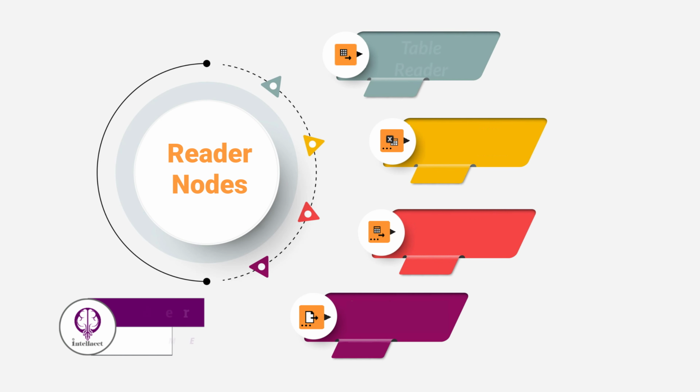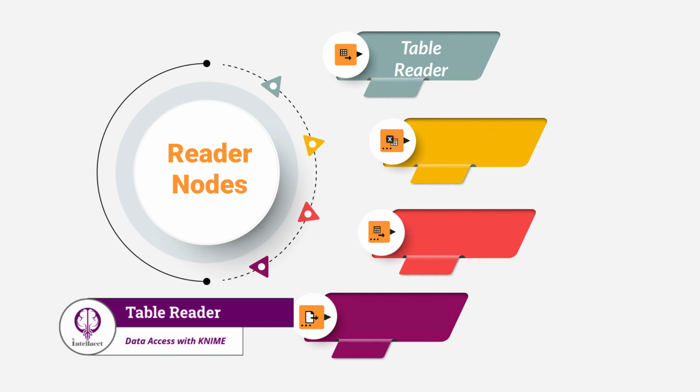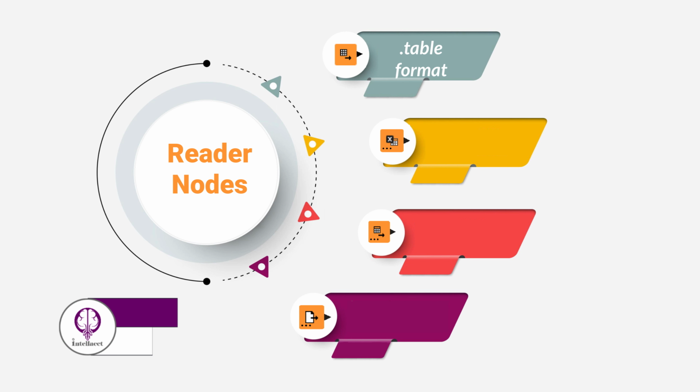Let's start with Table Reader node. This node is dedicated to .table formatted files, that is an internal KNIME format. Therefore, it has maximum performance with regard to speed and size and less configuration setting. But, it is not compatible with other platforms.